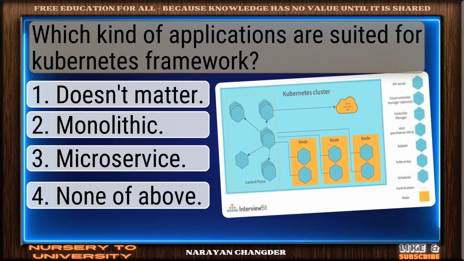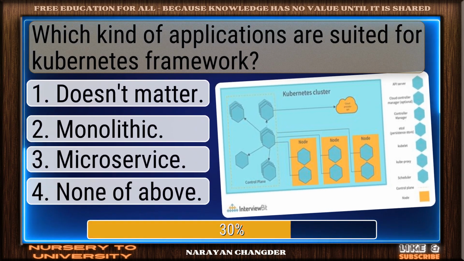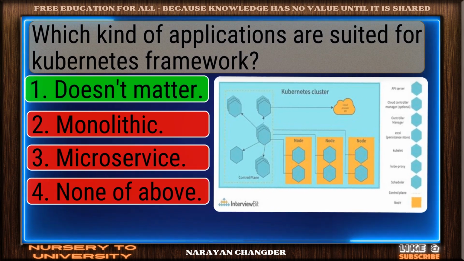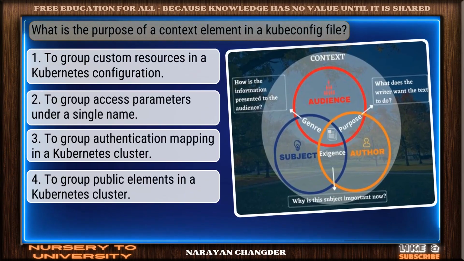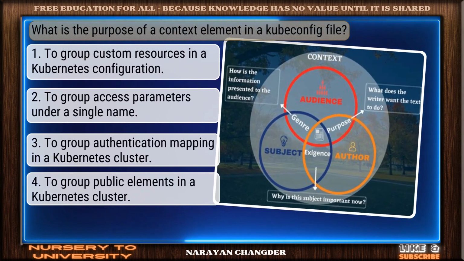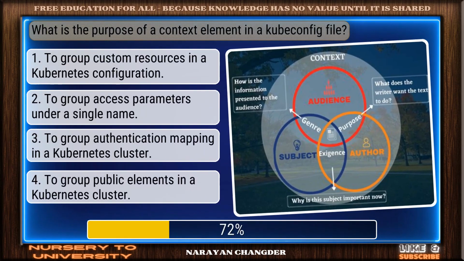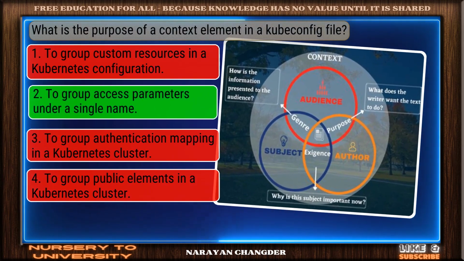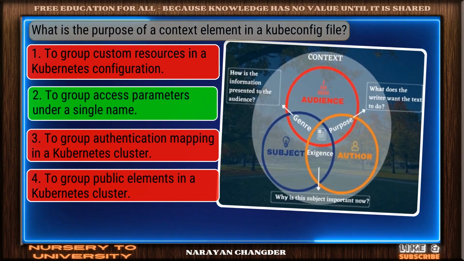Question number 9. Which kind of applications are suited for Kubernetes framework? Good thinking. Doesn't matter is the right answer. Question number 10. What is the purpose of a context element in a kubeconfig file? Well picked. To group access parameters under a single name is the correct answer.